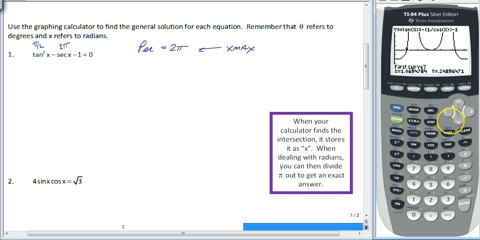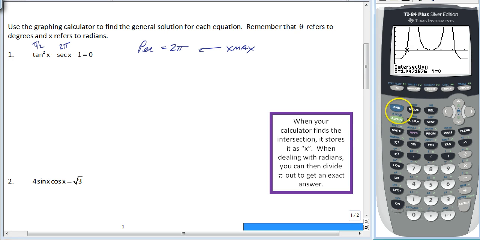And once you get close, you just need to press enter 3 times, and the calculator is going to find it for you. So it says it's 1.0471976, but how are you going to find the exact value of that? What we need to remember is this is in radians.